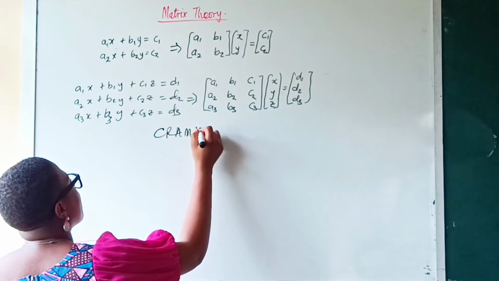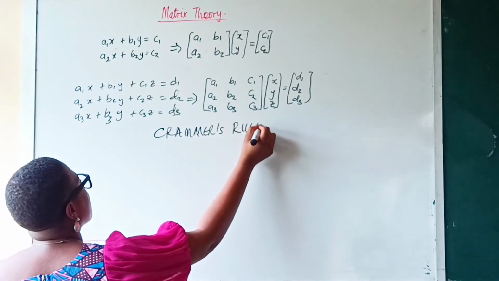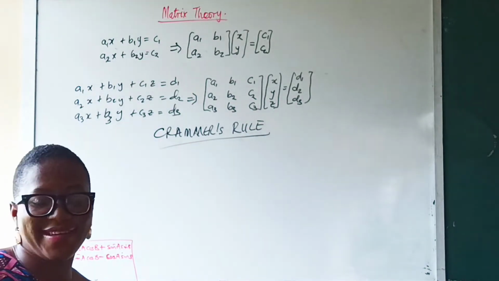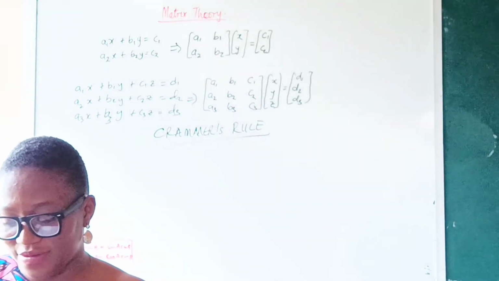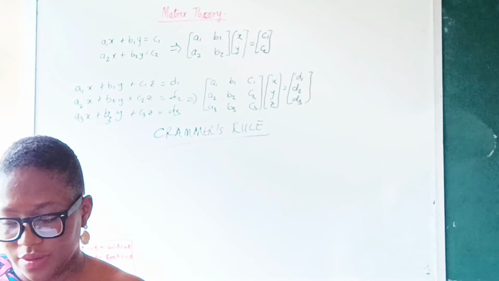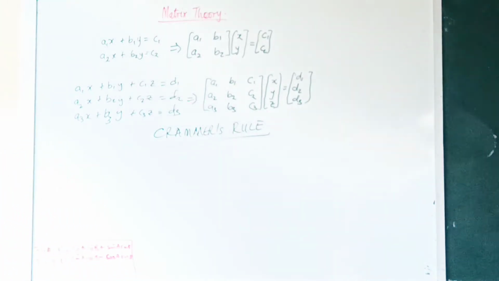Cramer's rule. Cramer's rule is an easy way to solve simultaneous equations. What I'm going to do is just write out the formula. There's no need to prove it.